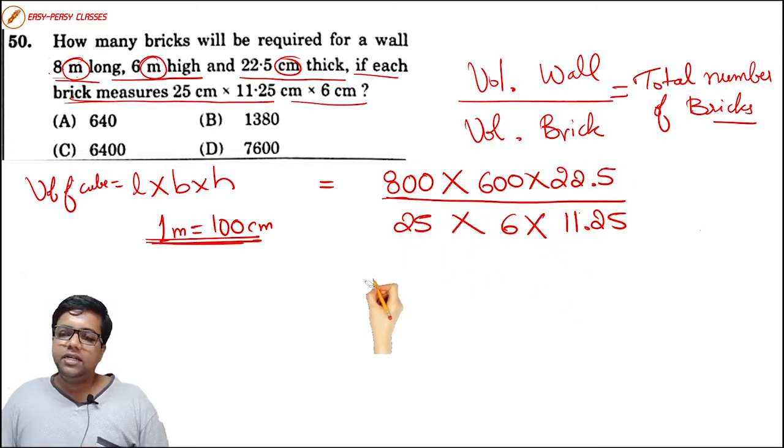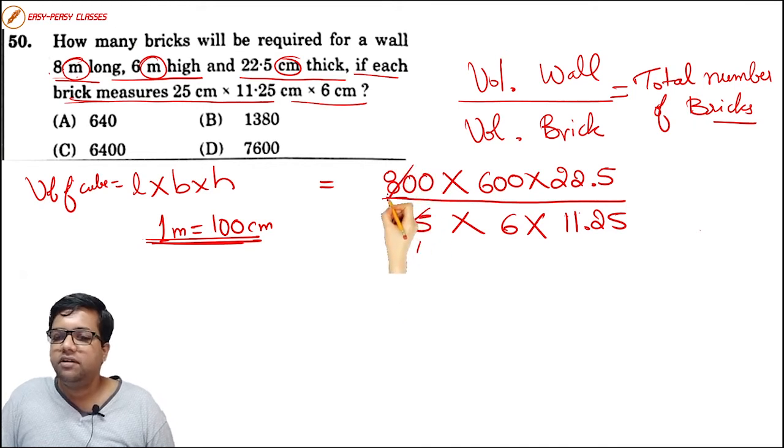Okay, 800 divided by 25. 25 ones are 25, 25 threes are 75. We are left with 5 and 0. 25 twos are 50.